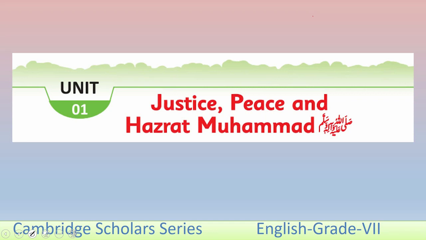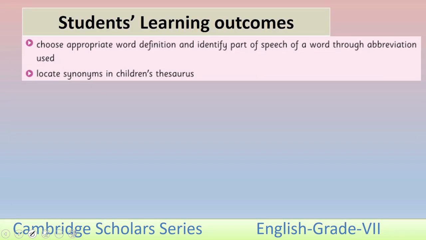We will start our lesson from unit number 1, Justice, Peace and Hazrat Muhammad Sallallahu Alaihi Wasallam. SLOs of this lesson are: choose appropriate word definition and identify part of speech of a word through abbreviation used. Look at synonyms in children's thesaurus. Thesaurus means dictionary.